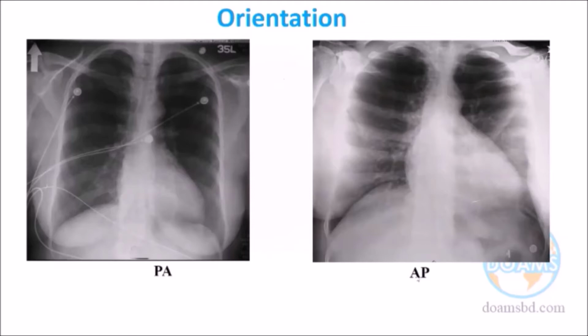This is also important. AP means the X-ray tube is placed in front and the ray goes from anterior to posterior, and it can give an idea of cardiomegaly. So the X-ray should be done from the back, in an inspiratory film. The right-left orientation should be there, and this PA and AP should also be correct in our eyes before going to any identification of abnormality in the chest X-ray.